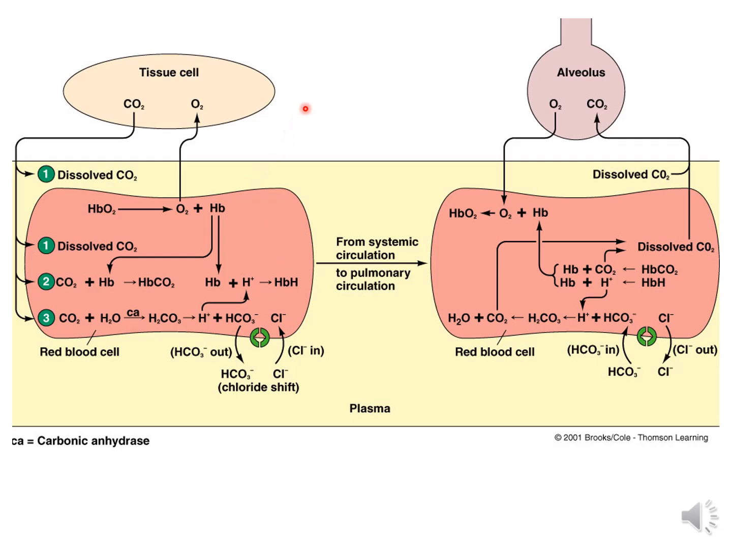So here's sort of a summary of all the different binding to hemoglobin, whether it's oxygen, which can do that, or CO2, which can do that, at two spots. Near the cells where you're generally delivering oxygen and picking up CO2, and in the lungs where you are picking up oxygen and offloading CO2. Okay, so summary of all the different places.